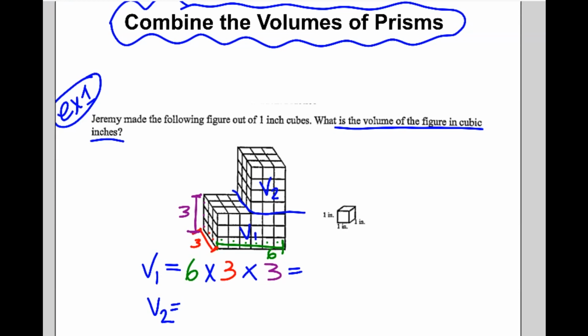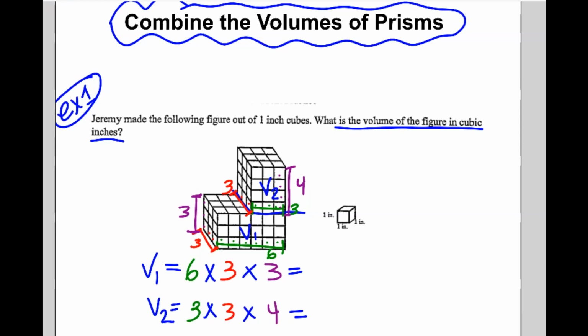Let's look at volume 2. So again, the length from left to right is how many cubes? 1, 2, 3. That's 3. The width from front to back is 1, 2, 3. So that's 3. And then the height from top to bottom is 1, 2, 3, 4. So it's 4. So let's go ahead and write that down. I have 3 times 3 times 4, and then we're going to get that volume.